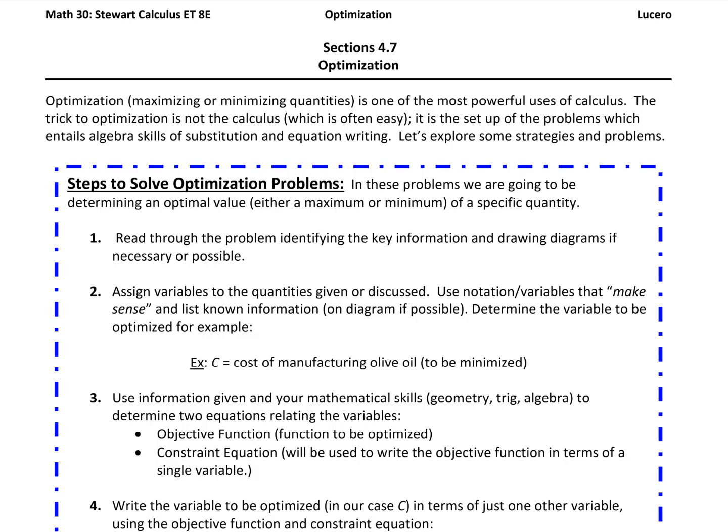But it's the coming up of the function that we want to optimize, that we want to maximize or minimize. That's where we're going to spend some time working in this section and figure out how do we write these optimizing functions, these functions that we want to optimize. And so let's go ahead and explore some strategies and some problems.